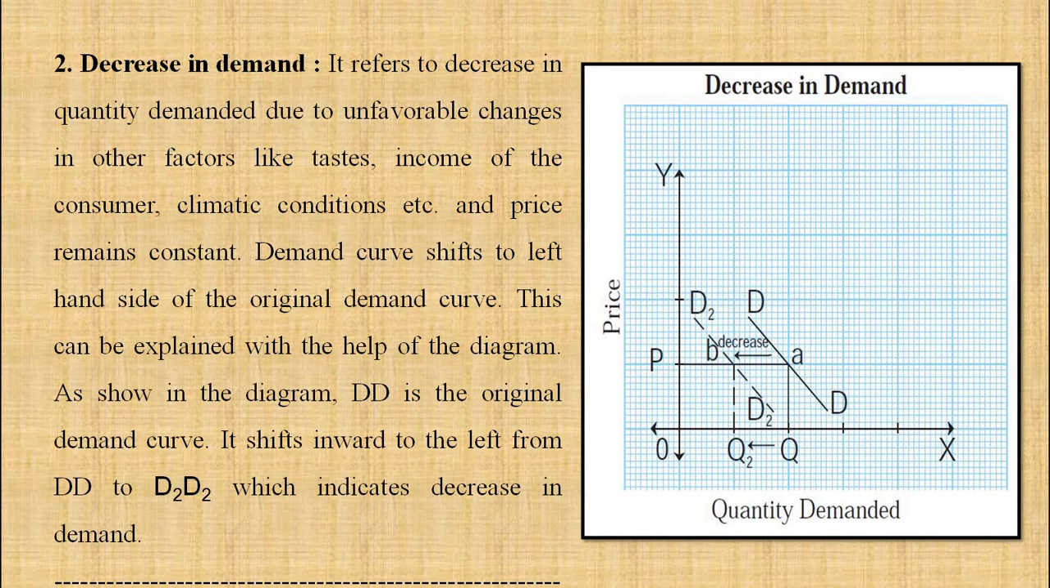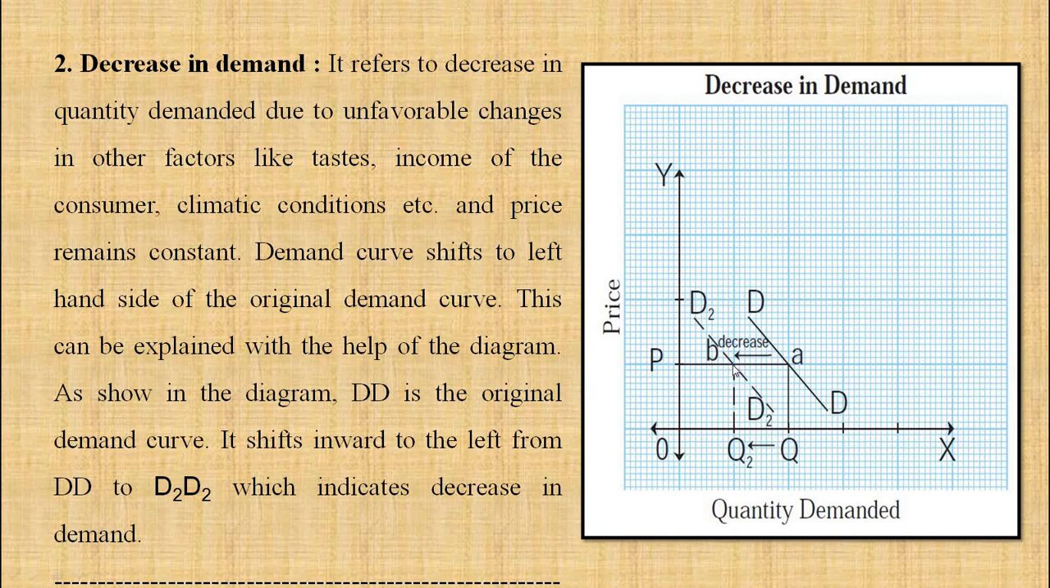Now let us understand decrease in demand. It refers to the decrease in quantity demanded because of unfavorable changes in factors like taste, income of the consumer, climatic condition, etc. Price remains constant. Understand the diagram. Here OP is the price, there is no change in price, OQ is the original demand, and DD is the original demand curve. There is absolutely no change in price, but demand falls because of other things like taste, income, climatic condition, government's policy. Demand falls from Q to Q1, and the demand curve shifts to the left hand side as D2D2. So point A to B shows decrease in demand.